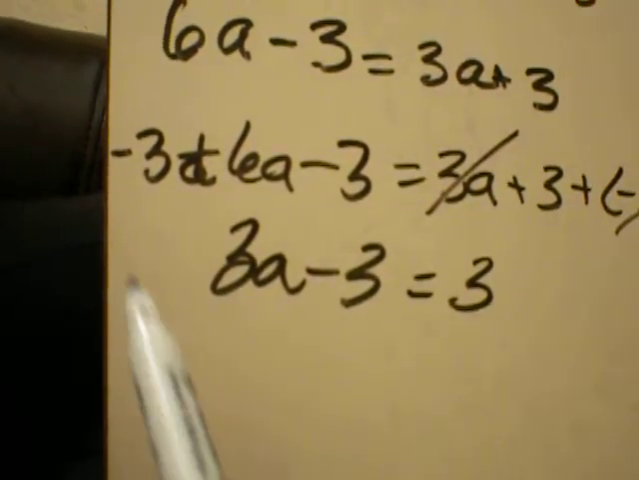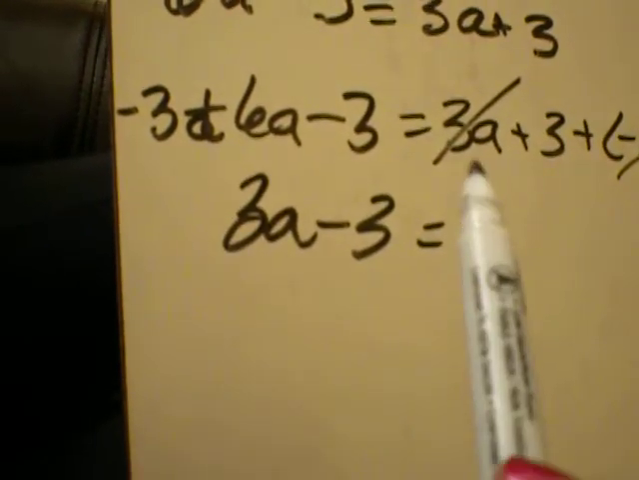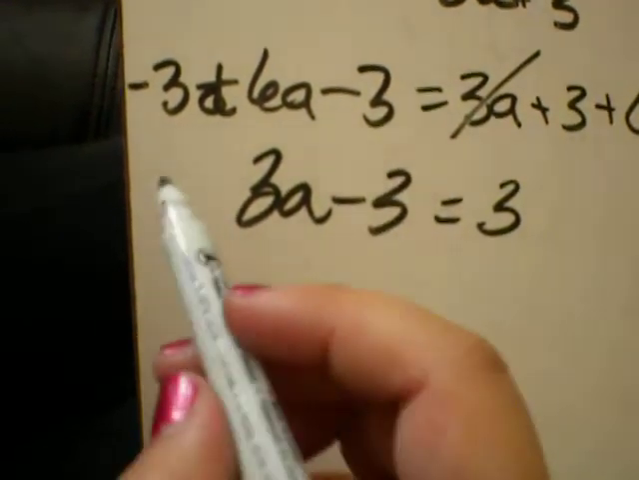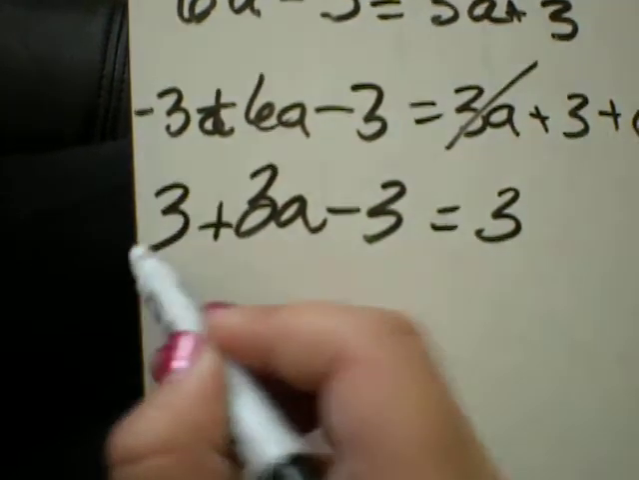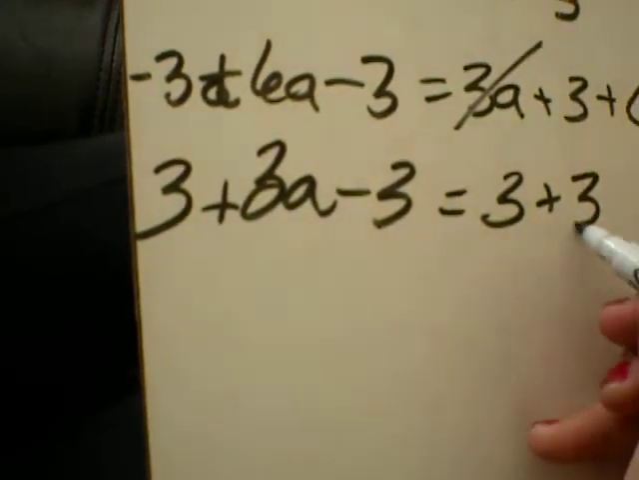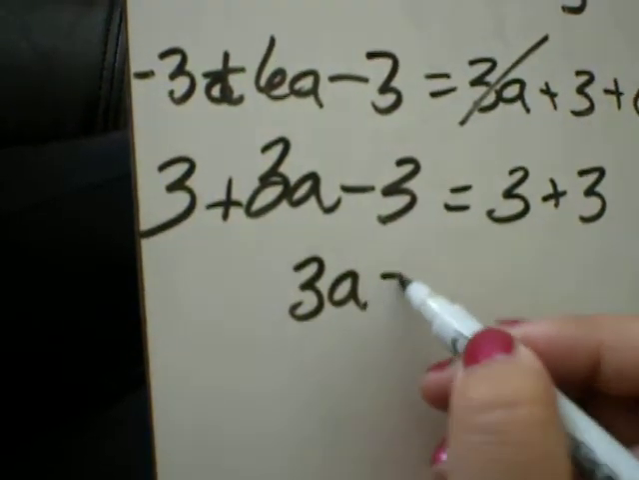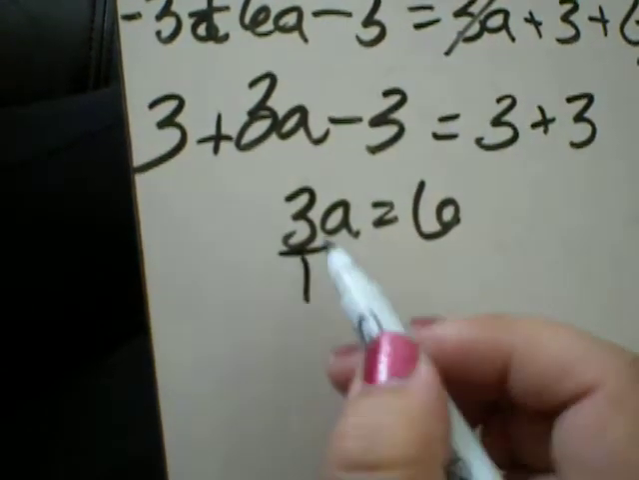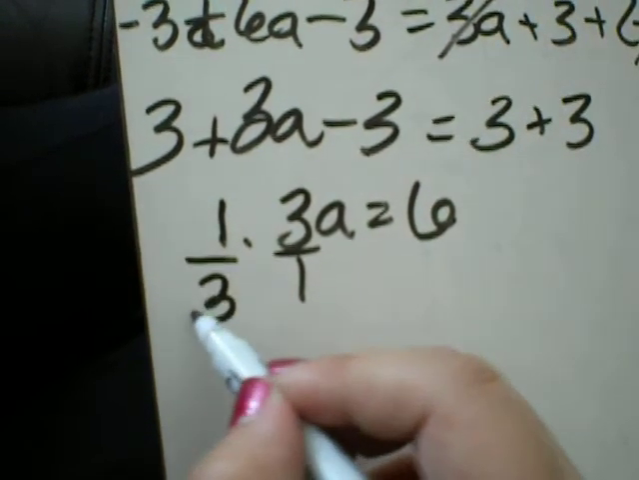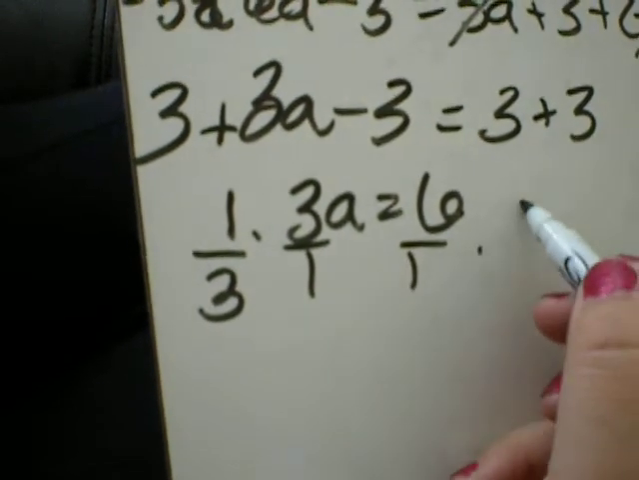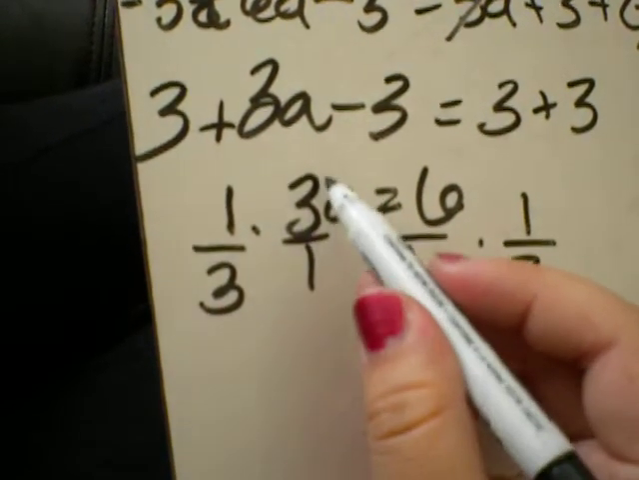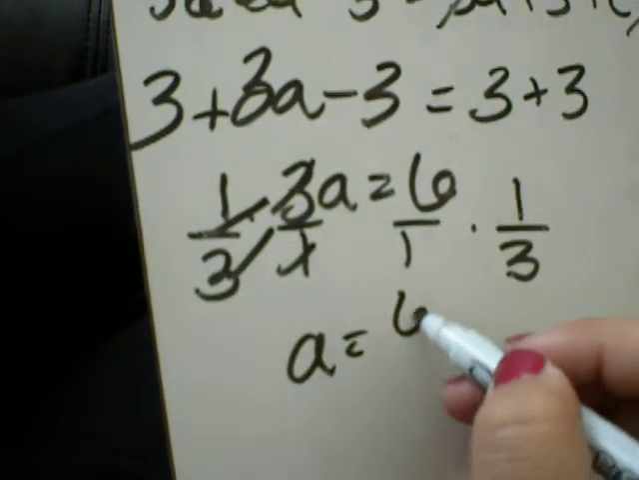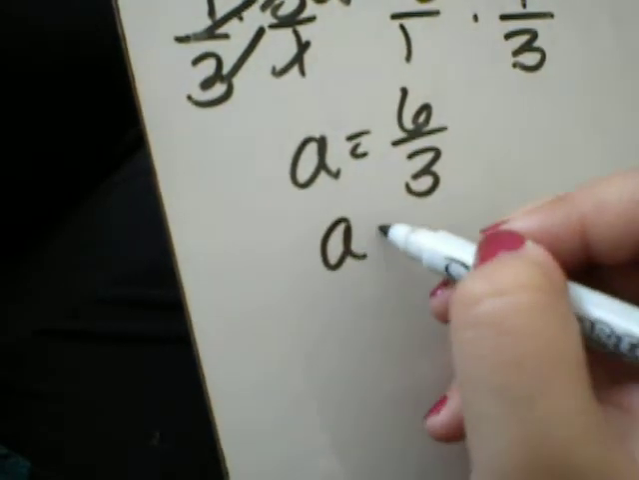Okay, now again, you get rid of anything that's attached to the a by a plus or minus sign. Here's the minus sign, so you want to get rid of that 3. So you're going to add 3 to both sides. Then you multiply by the reciprocal of 3 over 1. Okay, these will cancel out. Leave you with a equals 6 over 3, or a equals 2.